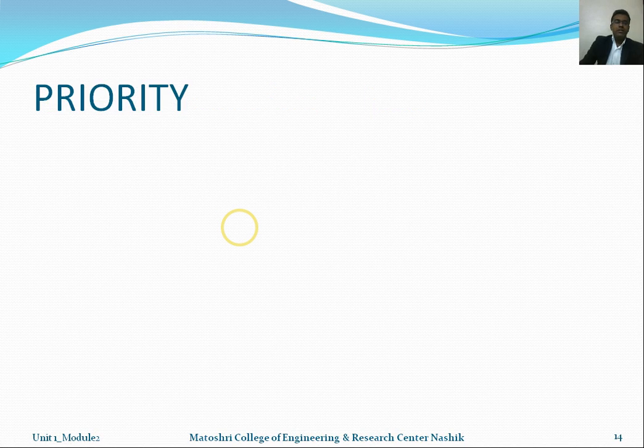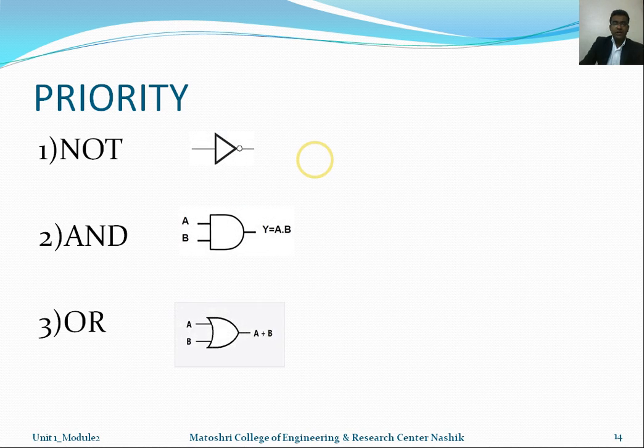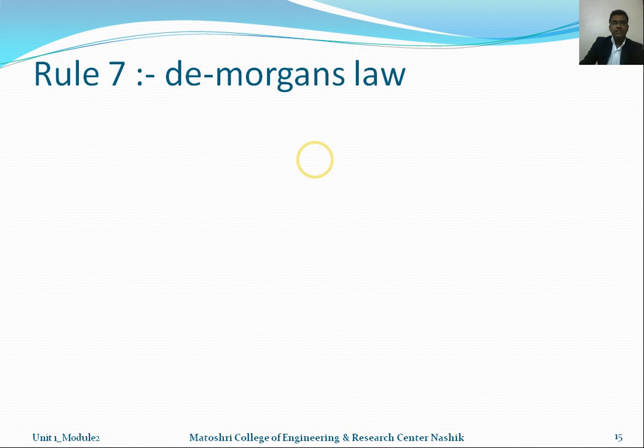Once the priority is seen here, whenever we are designing digital circuits using these logic gates, first you have to use the NOT gate, then secondly the AND gate, and thirdly the OR gate. The NOT gate symbol is like that, AND gate symbol is like that, and OR gate symbol is like that.